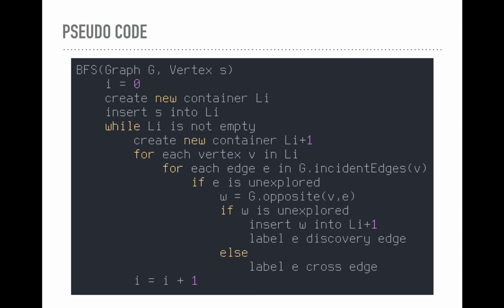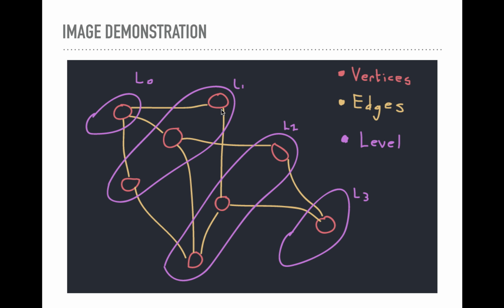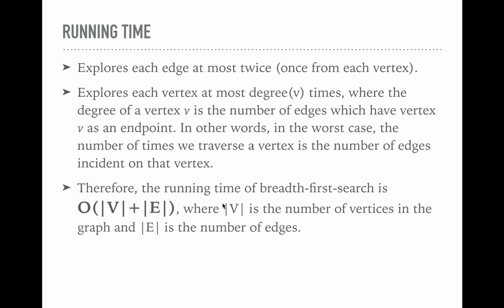incident on that vertex. So how many times can we get to this vertex? We can only go in 2 ways. This vertex, hey, maybe we can come in 3 different ways, right? So that's the degree. The degree of that vertex would have been 3. So therefore, the running time of breadth first search is, this is an upper bound, order v plus e, where v is the number of vertices in the graph, and e is the number of edges.